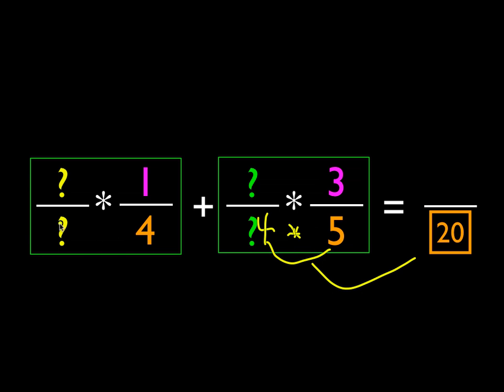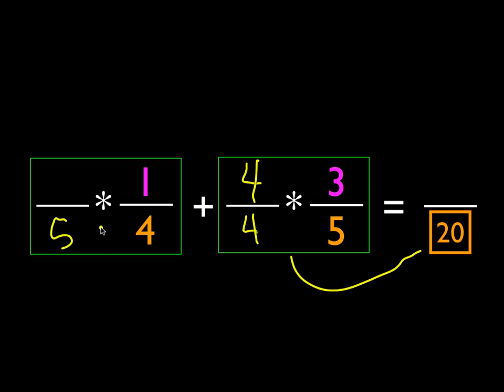And we can ask ourselves the next question. Here, let's go on to the next slide. So now we have to figure out what we're going to multiply. 4 times 5 is 20. And so we've got to put 4 in the top. And over here, 5 times 4 gives us 20. So we have to put 5 in the top.